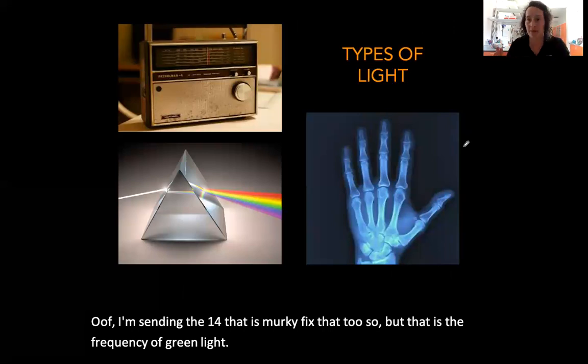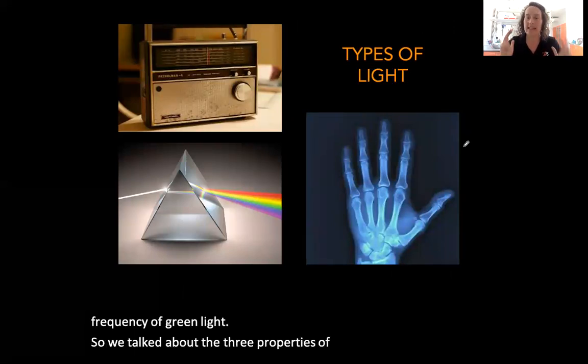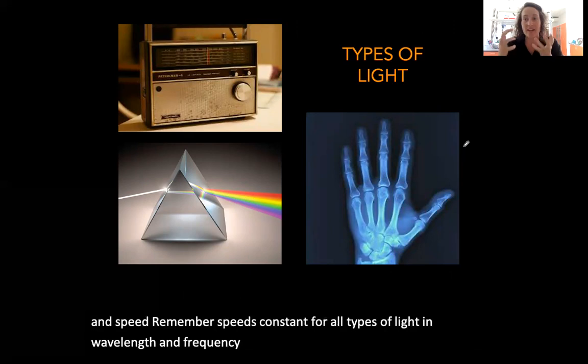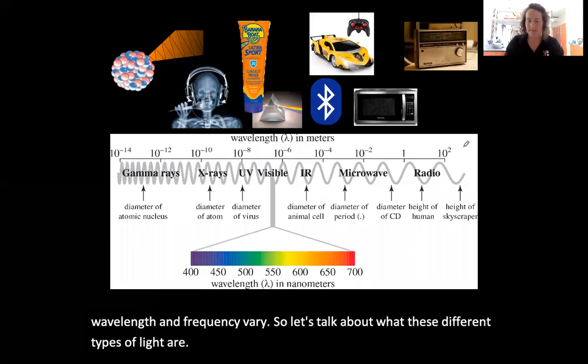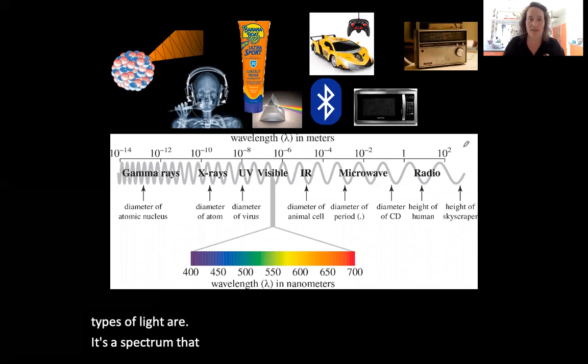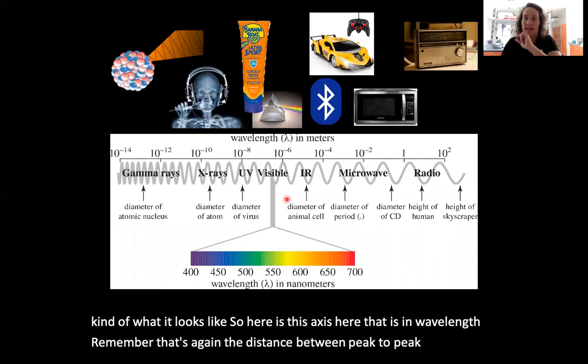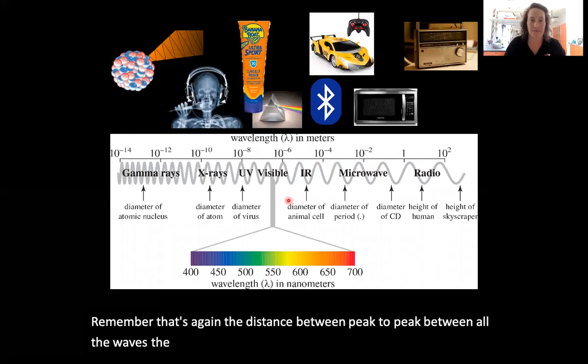So we talked about the three properties of light: wavelength, frequency, and speed. Remember, speed's constant for all types of light, and wavelength and frequency vary. So let's talk about what these different types of light are. It's a spectrum that we call the electromagnetic spectrum, and this is kind of what it looks like. So here is this axis that is in wavelength. Remember, that's again the distance from peak to peak between all the waves, the wave of light.